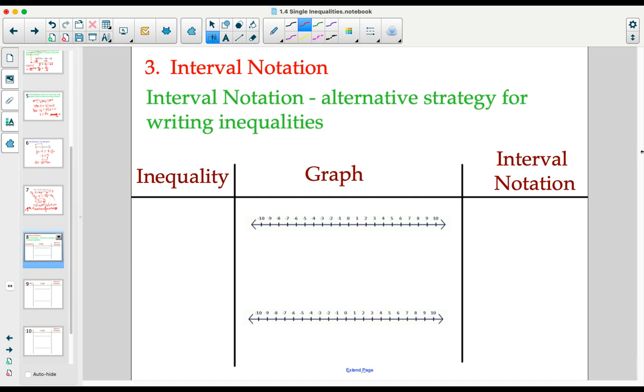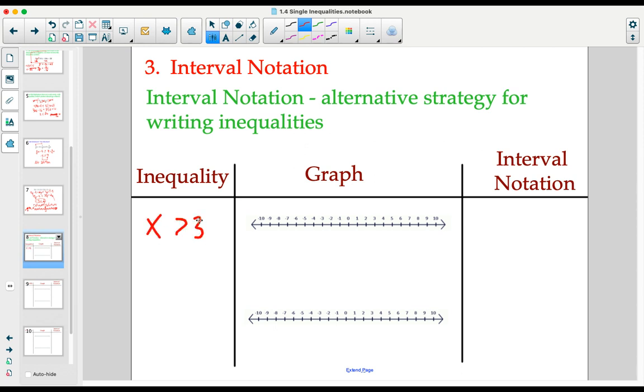Interval notation is an alternative strategy for writing inequalities. We can use this for any inequality that we want to write, including the solutions to inequalities that we solved. Let's start with a basic inequality, something like x is greater than 3.